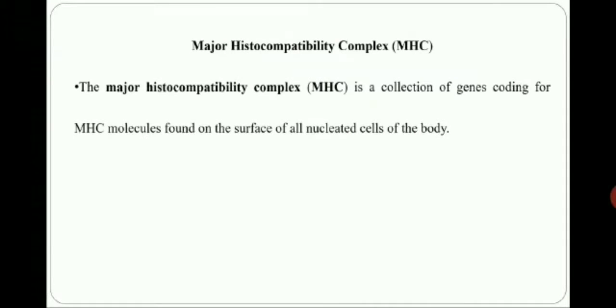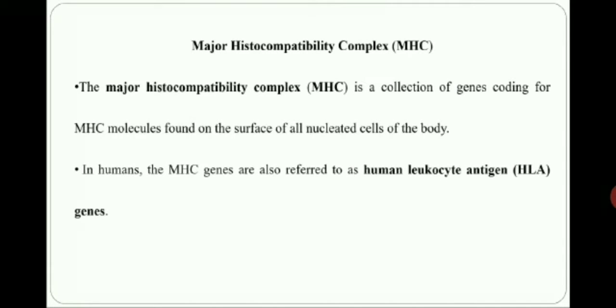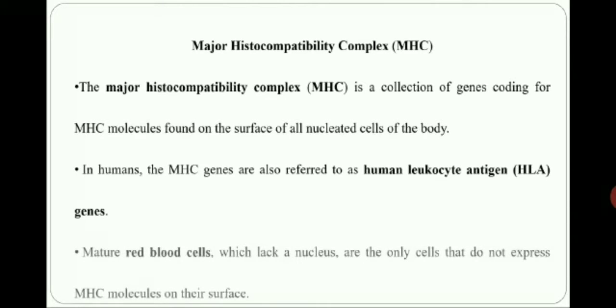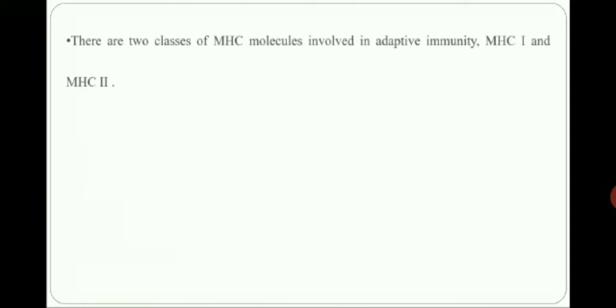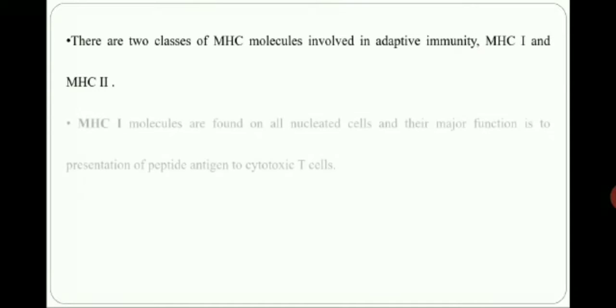Major histocompatibility complex is a collection of genes which code for the MHC molecules, which are found on the surface of all nucleated cells of the body. In humans, these MHC genes are also referred to as human leukocyte antigens. Mature red blood cells are the only cells which do not express MHC molecules on their surface as they lack a nucleus. Two classes of MHC molecules are involved in adaptive immunity, class 1 and class 2 MHC molecules.